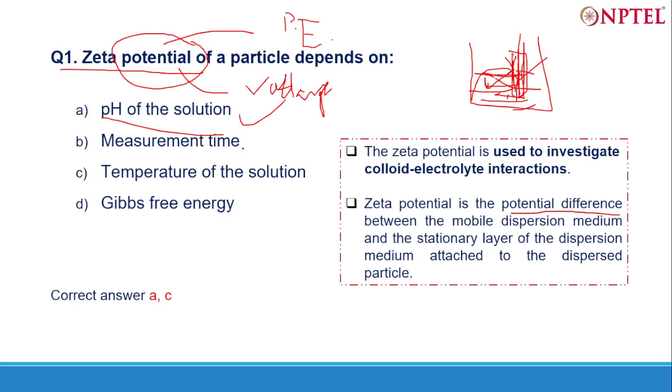Why? Because if there is dispersion of the layer, it doesn't have much effect on the measurement time. The third is the temperature of the solution, because as the temperature of the solution grows, the dispersion and this medium will have a change in potential. That's why the potential difference can differ. Gibbs free energy is a totally different thing, related to batteries. So the zeta potential depends only on the pH of the solution and the temperature of the solution, that is A and C.